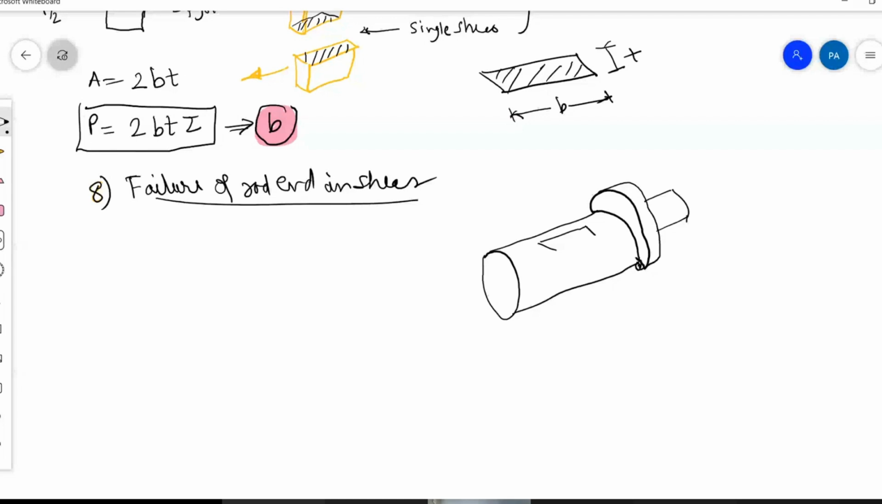There is a slot here, and this distance is A. Which distance is A? This distance. So this end is called the rod end.